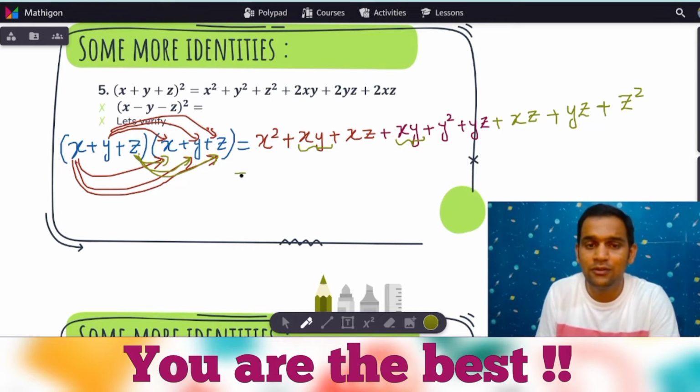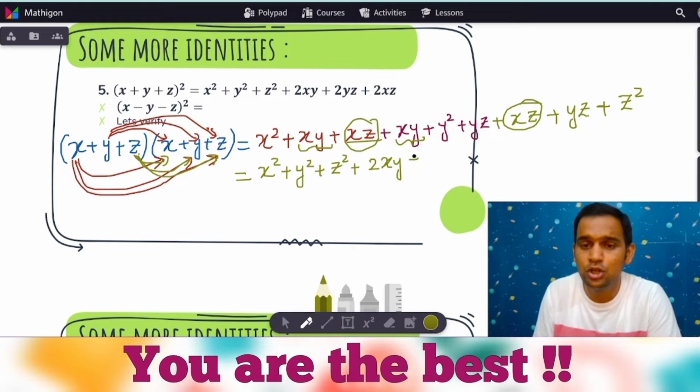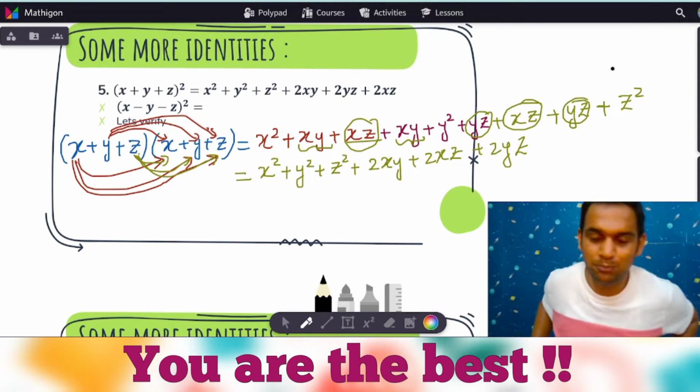So can I write, first of all, we will write all these square terms together, x square plus y square plus z square. And then we are going to write xy and xy. So xy and xy becomes 2xy. Xz and xz, we have two xz terms, so they become 2xz. And then we have two yz terms, so they become 2yz. And exactly that is what the identity says. I hope the verification process is clear.